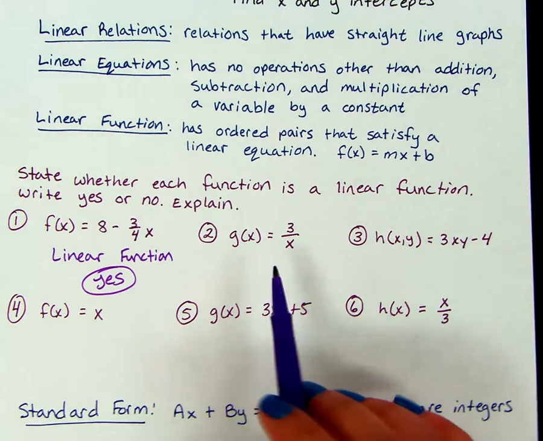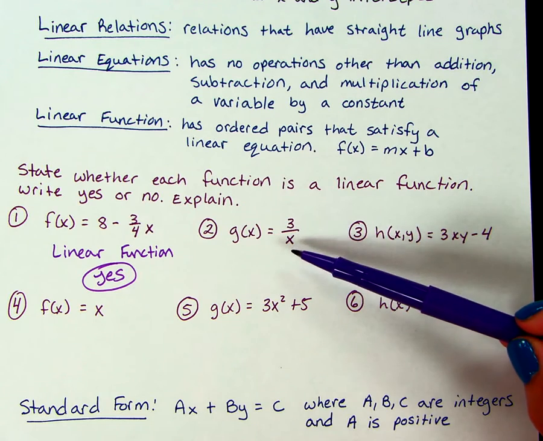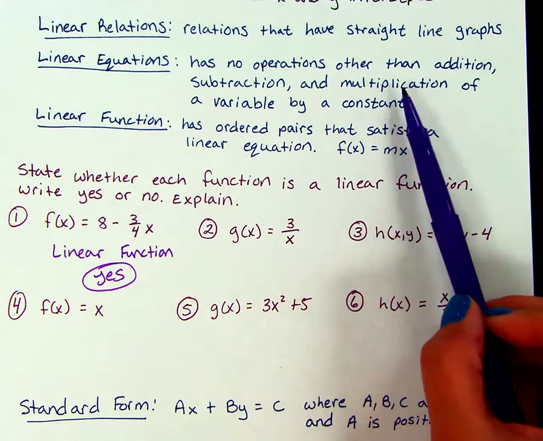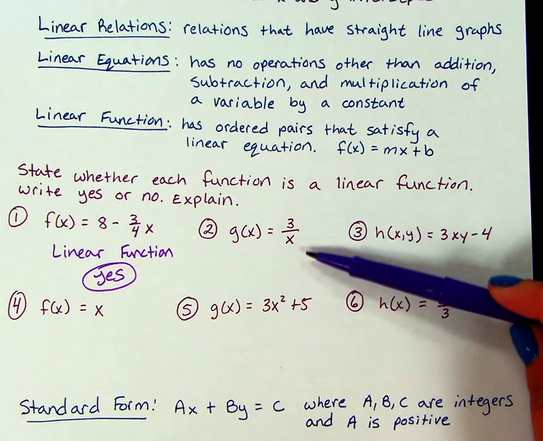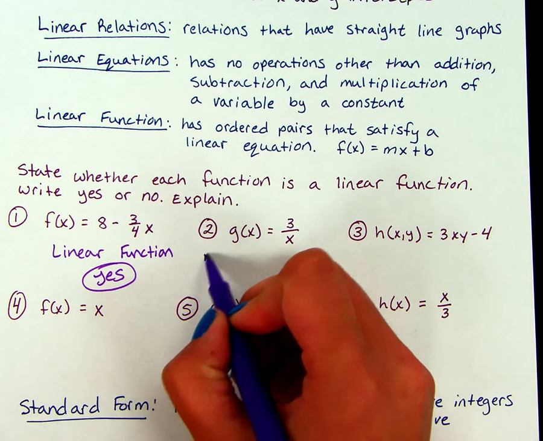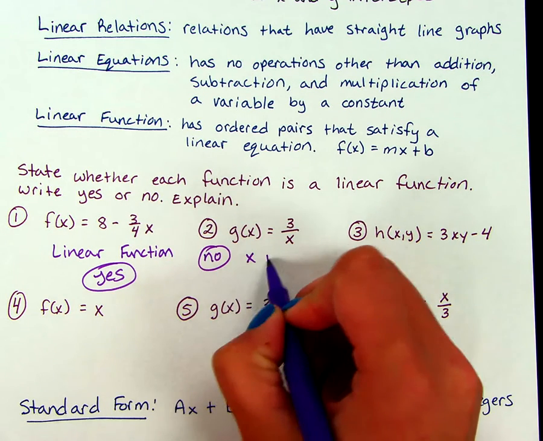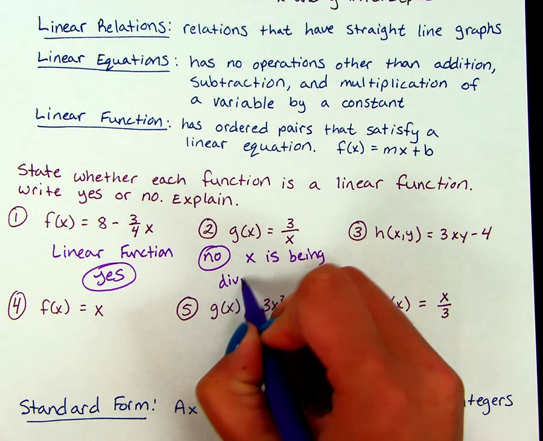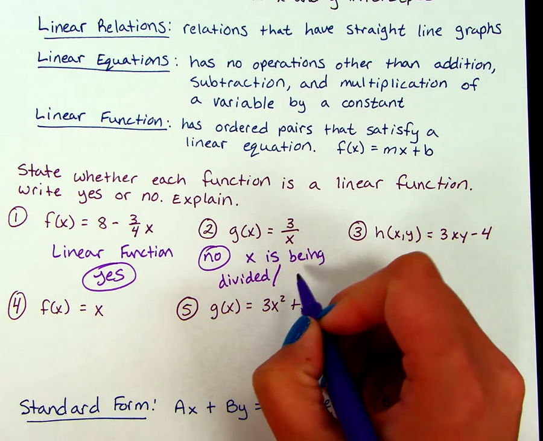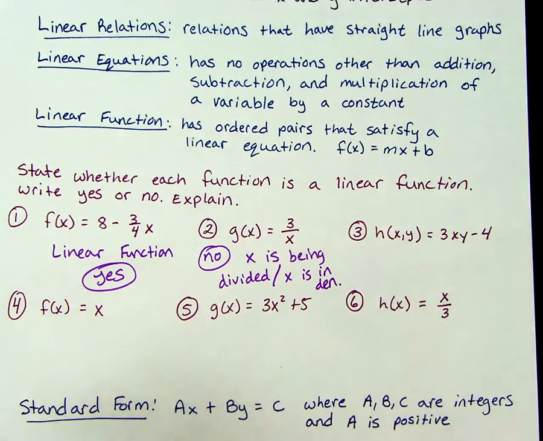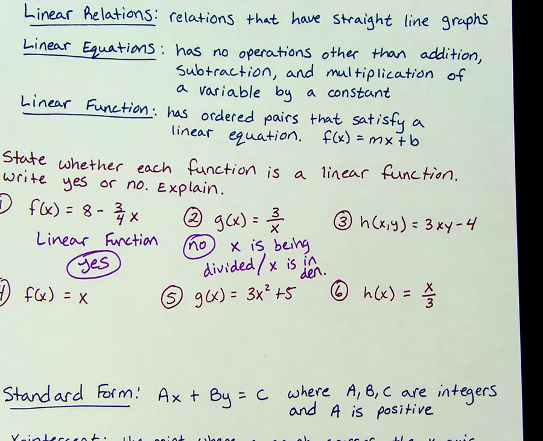All right, next one we have g of x equals 3 divided by x. Well, if I'm looking at my definition up here, this says addition, subtraction, and multiplication of a variable. Here we're dividing. So because x is being divided, it's not a linear function. So I'm going to put no. So x is being divided, or x is in the denominator. So if x is in the denominator of a fraction, that's no longer a linear function. That is something else.